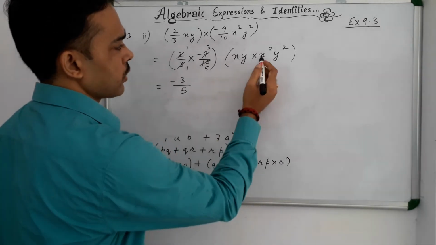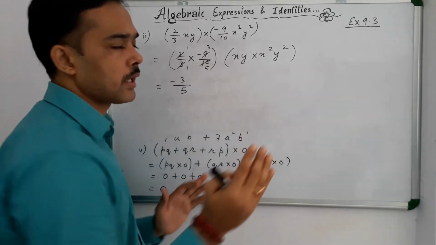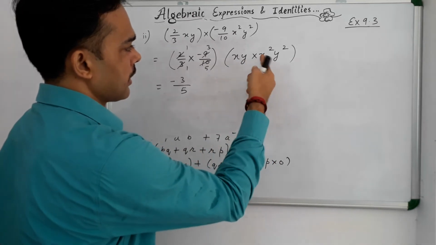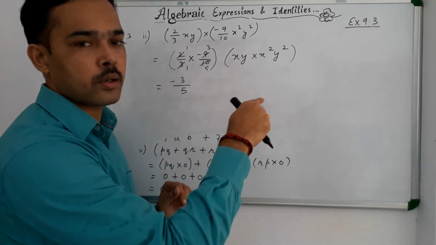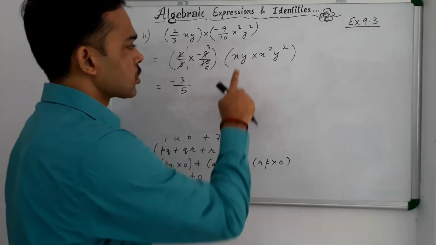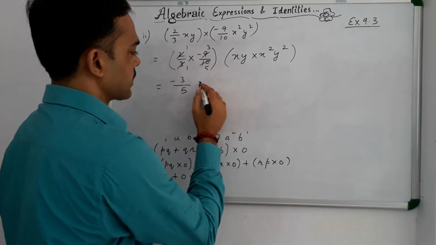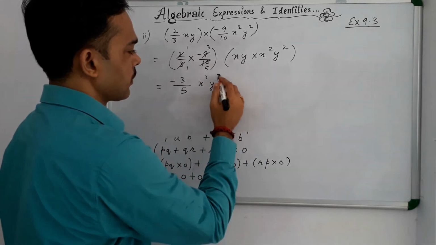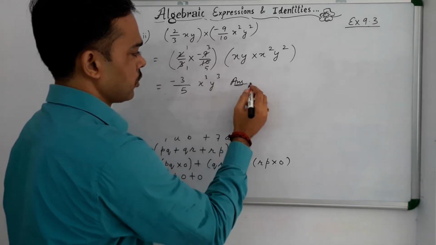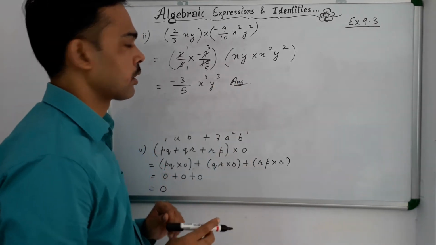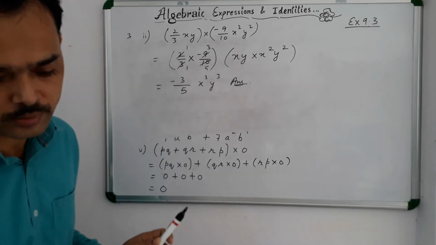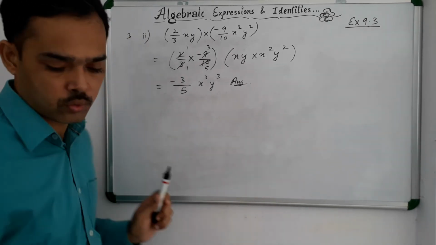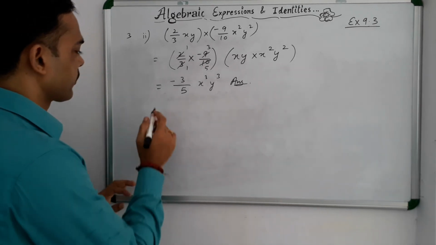So x into x², because you know that multiplication is commutative, so you can bring this y afterwards and this x² can be brought ahead. So x into x² will be x³ and y into y² will be y³. So this will be your answer. I hope that this is clear. Now after the second part, let us move on to the third part.